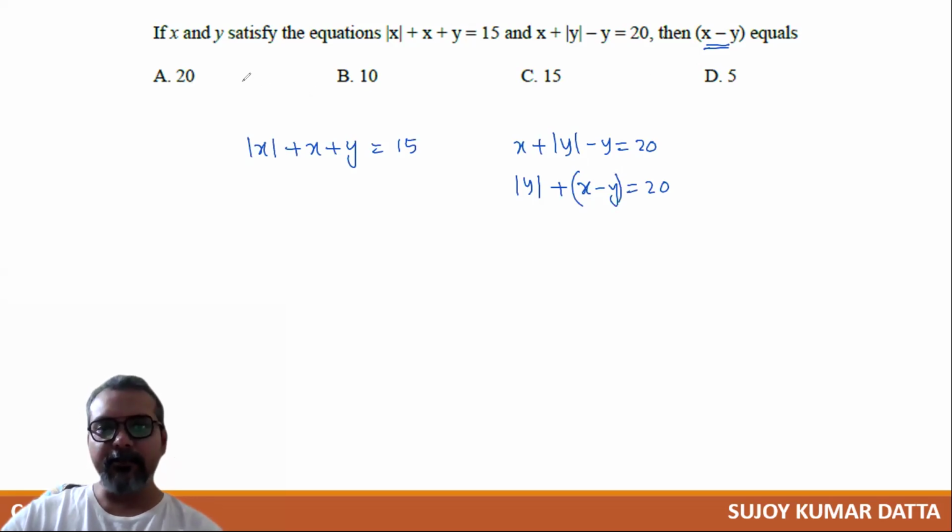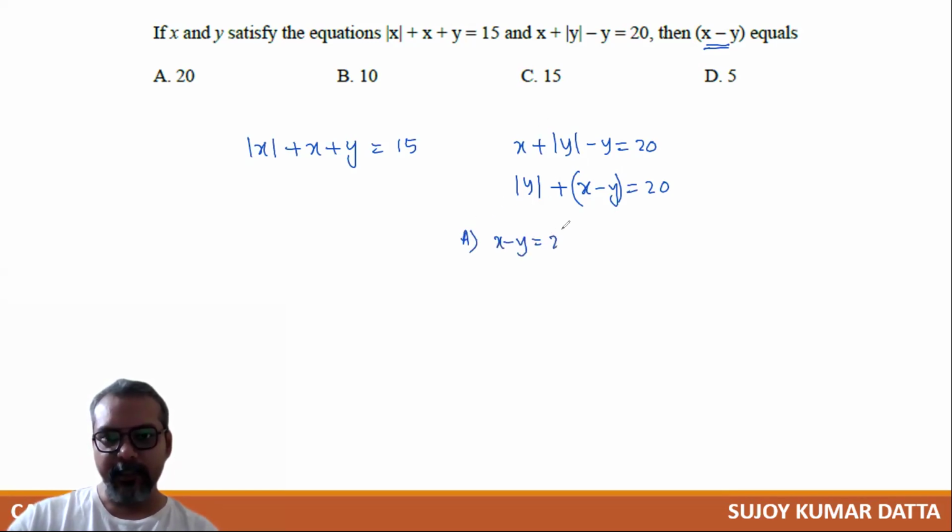So the best way to solve this quickly would be using the answer choices. So if I go with option A, that x minus y is 20, then mod of y becomes 0. So then y is 0. Then x must be 20. Now, does it satisfy this equation then? So we have 20 plus 0 is not 15. So that's not correct.